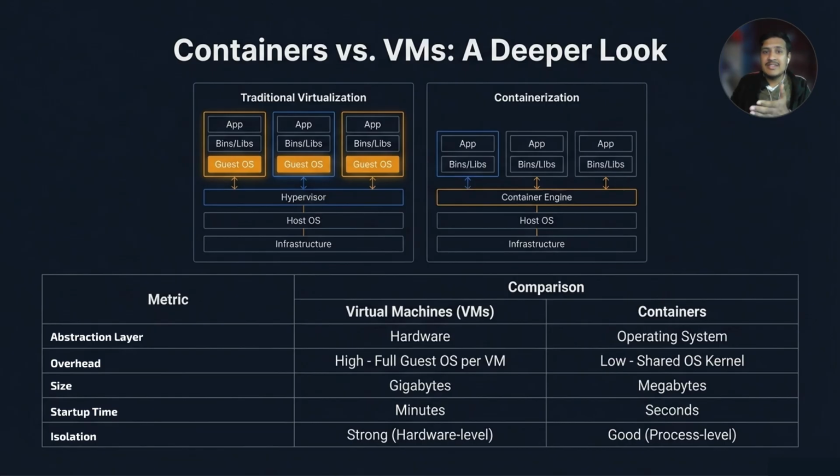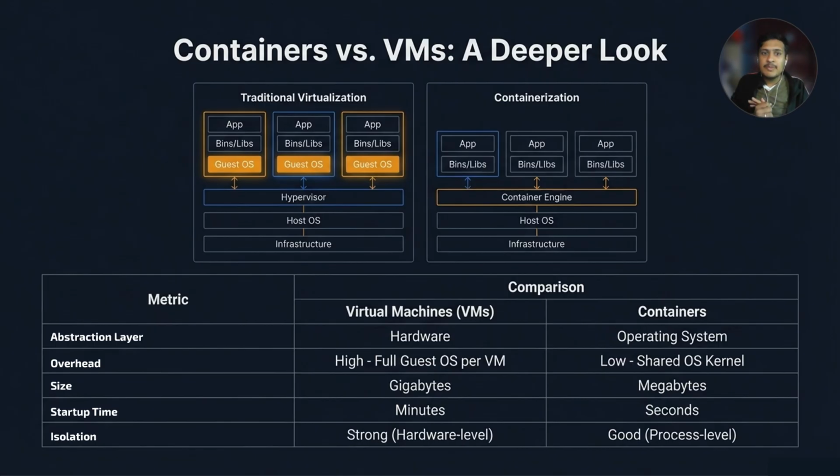On the right, containerization. A heavy guest OS layer is removed. Instead, we have a container engine like Docker that sits on top of the host OS. The applications sit directly on top of that. Let's look at the matrix table for a precise comparison. Abstraction layer. VMs abstract the hardware, whereas containers abstract the operating system.